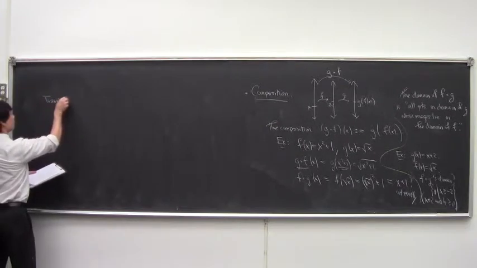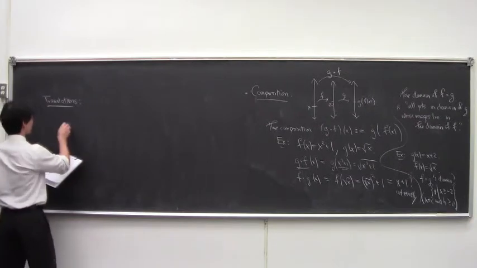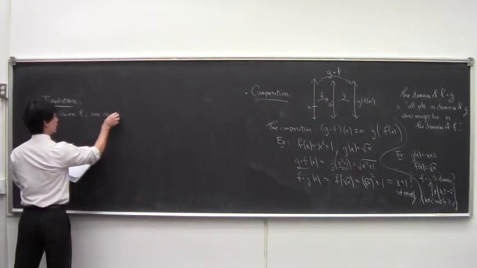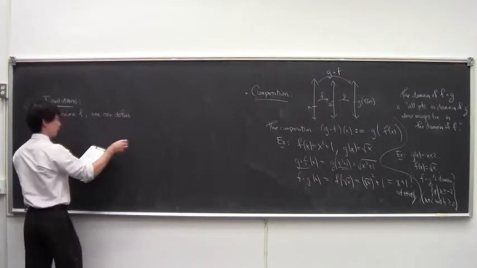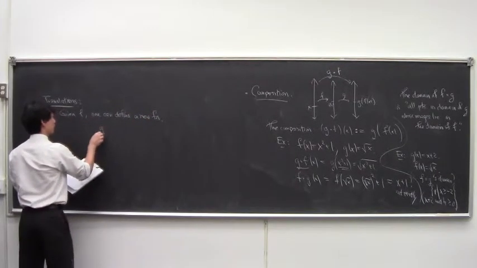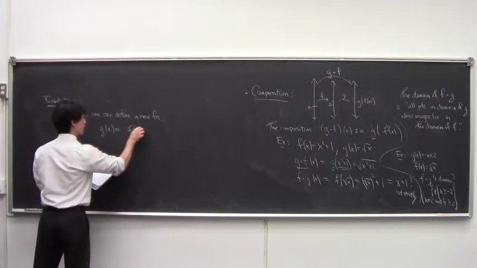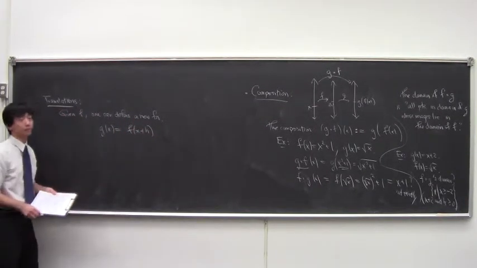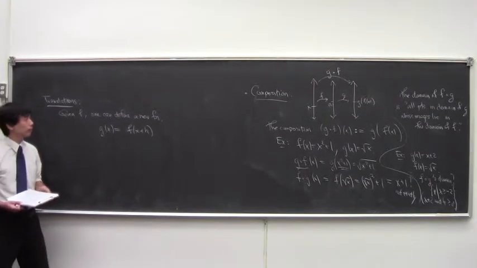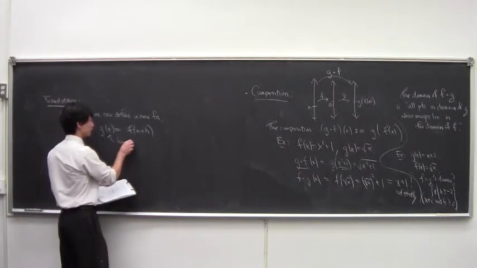Something else that you've probably seen before, translations. Given f, one can define a new function g of x being, say, f of x plus some number h. And this guy is called a horizontal translation.